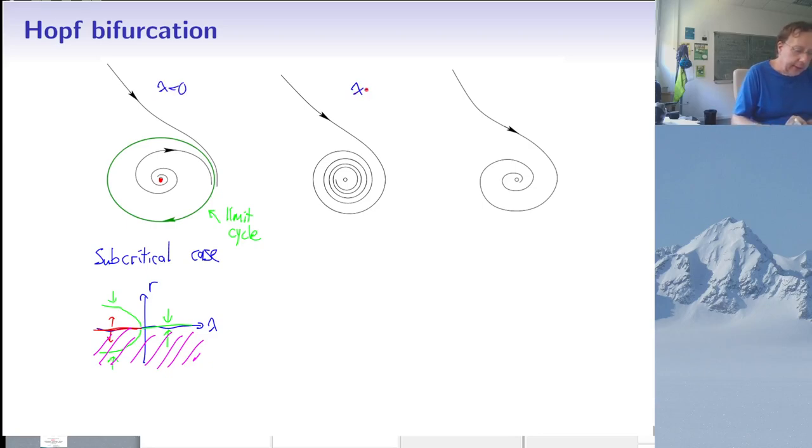Then for lambda equals zero, we are in this case here where actually all the orbits converge to zero, but they converge quite slowly, because R dot in this case goes like minus a constant times R to the three. So it gives us a decrease that goes like 1 over the square root of t, if I'm not mistaken. And for lambda positive, we are in this situation here where actually the origin is attracting exponentially. So here we will converge much faster to the origin.